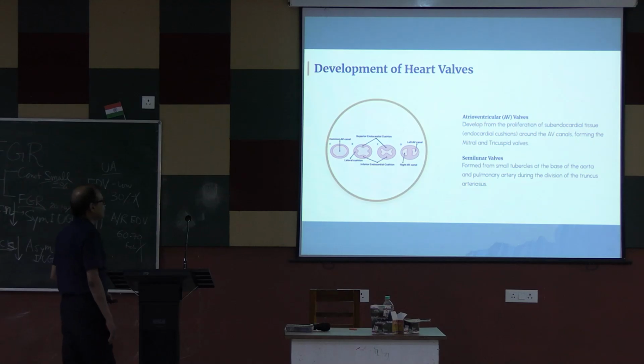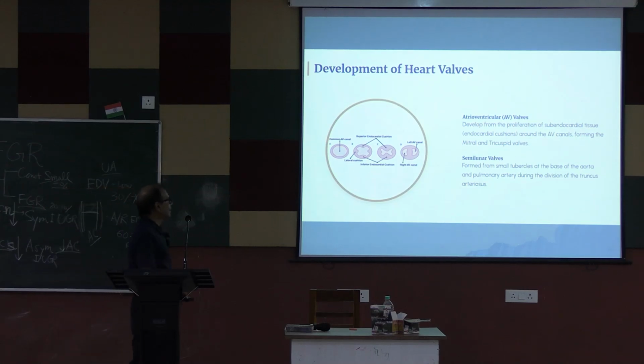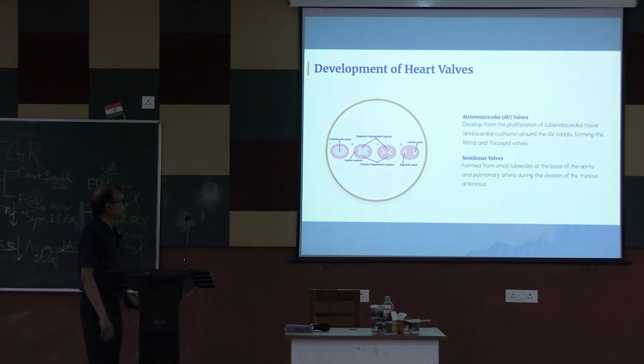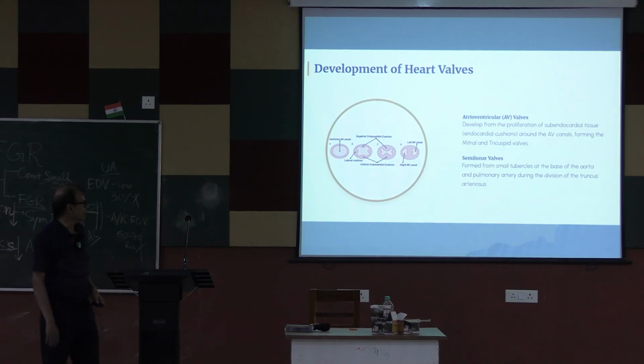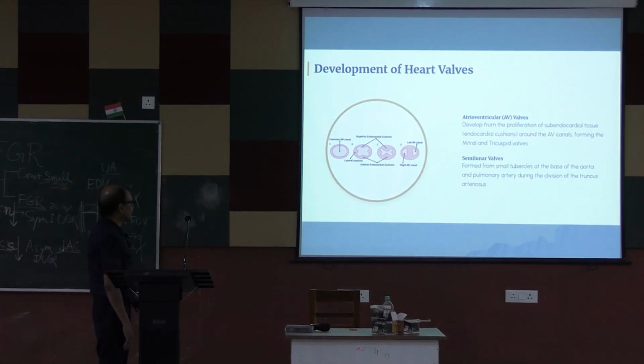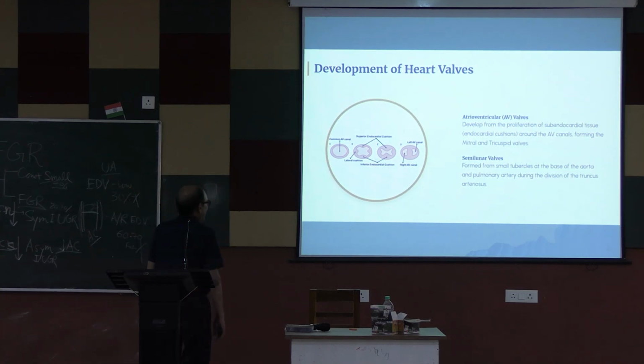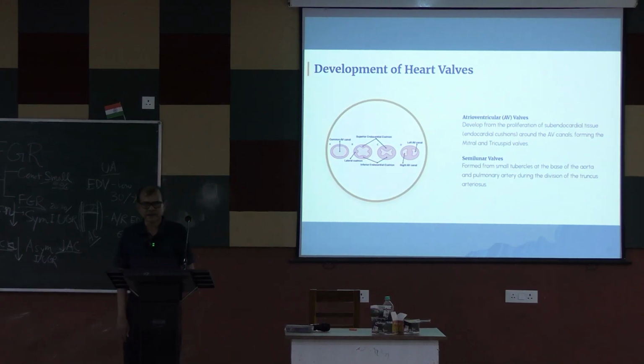Development of the heart valves. AV valves develop from the proliferation of the subendocardial tissues and the endocardial cushion. Semilunar valves arise from the aorta and pulmonary artery that produce multiple cusps.